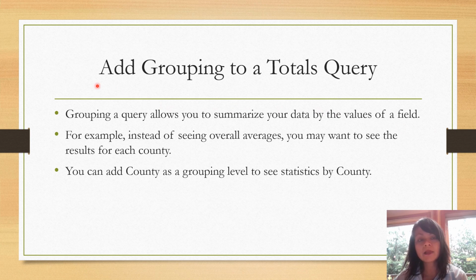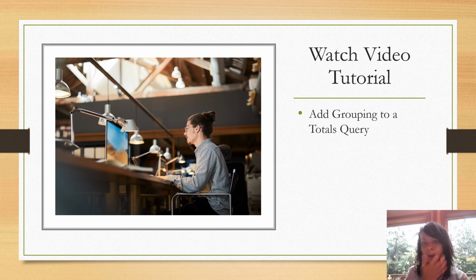Next, let's talk about adding grouping to a totals query. Grouping a query allows you to summarize your data by the values of a field. For example, instead of seeing all overall averages, you might want to see the averages for each county. So you can add county as a grouping level to see the stats by county. Let's watch the video tutorial to see how to add grouping to a totals query.